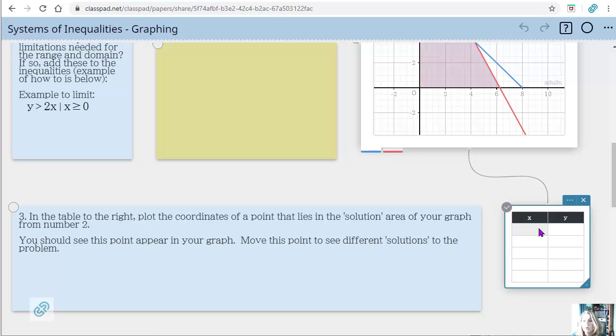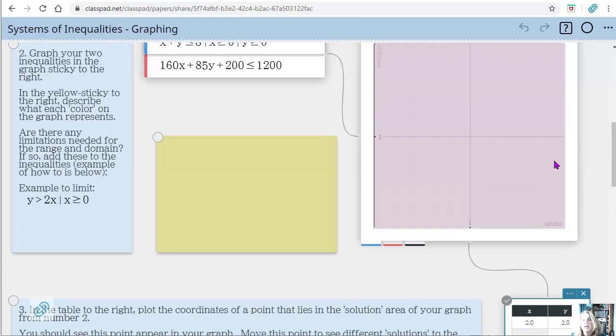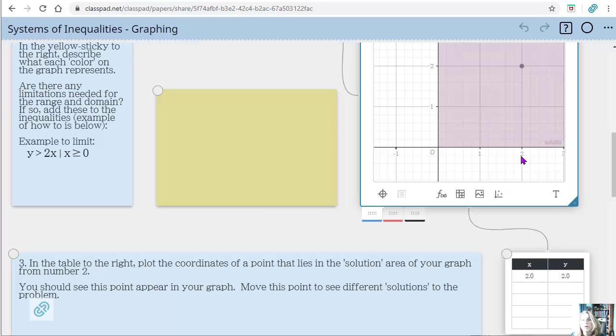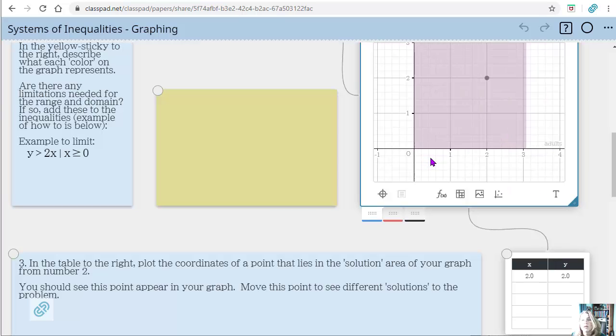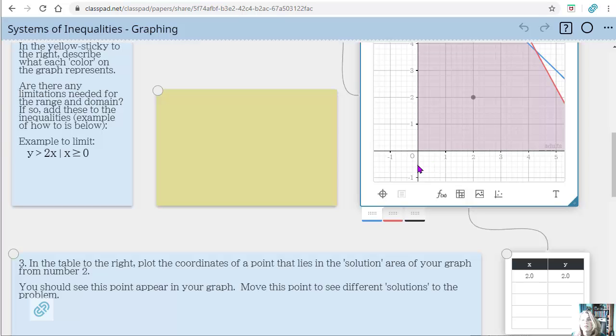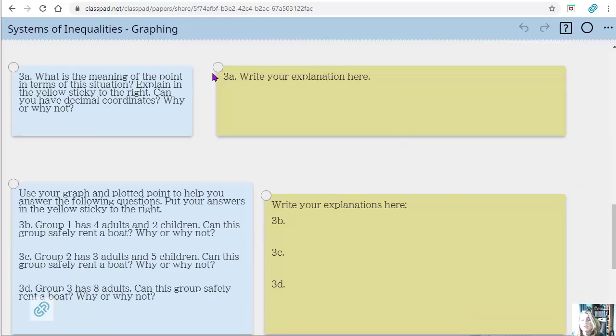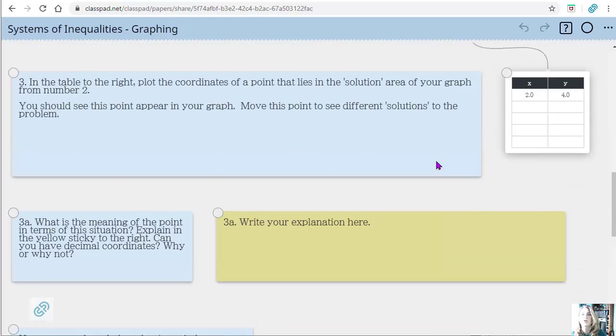I'm going to say 2, looks like it's in my reasonable things. And, whoa, I don't know what happened there. There we go. I don't know why it went so big. It went kind of crazy there. So there's a point in my feasible region. And what does that actually mean? Well, it means I could have 2 adults, 2 children, and it would fall into the solution. And then they can actually move this around and decide what answers make sense, that type of thing. And then they're going to actually use the graph to answer some questions. So that's the first activity.